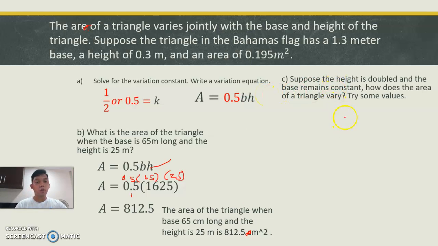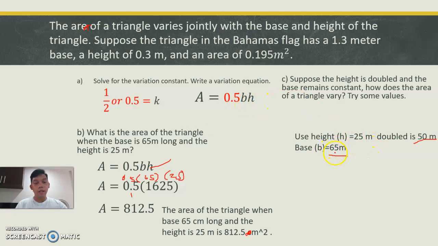Suppose the height is doubled and the base remains constant. How does the area of the triangle vary? Try some values. The answer to the question is, it will also be doubled. For example, we'll be using the values here in letter B. It says here the base remains constant and the height is doubled. So take note the height is 25, and when it is doubled, 50. But the base is still the same, 65. So we will be using these values, 50 and 65, in the base times height.